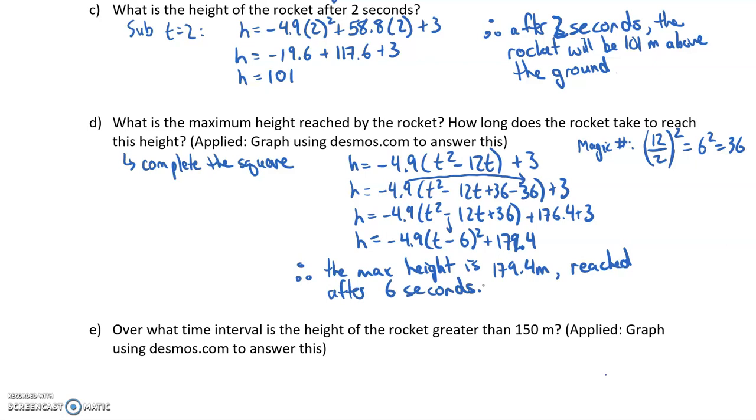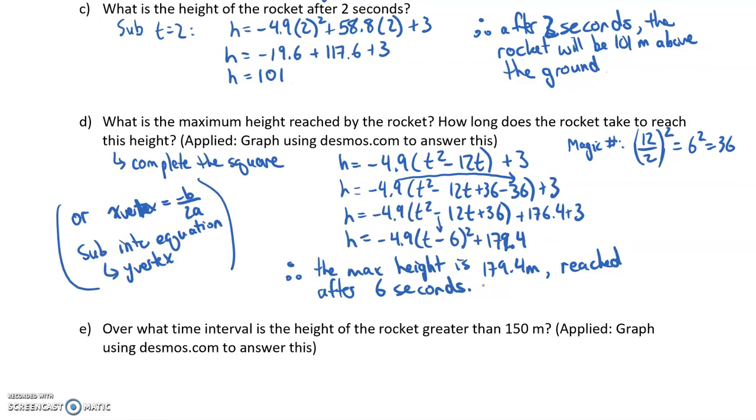Well, there you go. We've been able to determine what the max height and the time for that is as well. So the next part of the question says, over what time interval is the height of the rocket greater than 150 meters? If you're in the applied class, you could just use Desmos to solve this. But if you're in the academic class, I would expect that you could actually solve this. The key here is to sub in h equals 150 and then rearrange that and solve for the time. I'm going to pick that up in the next YouTube video from here.